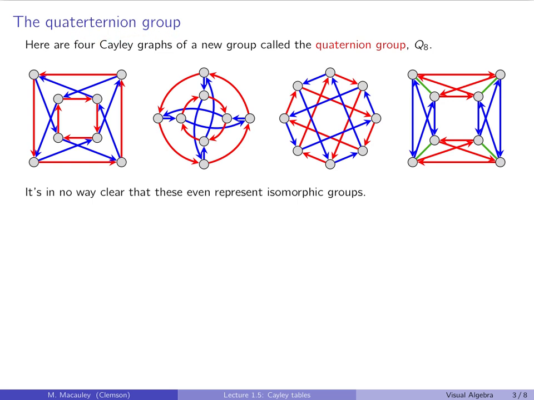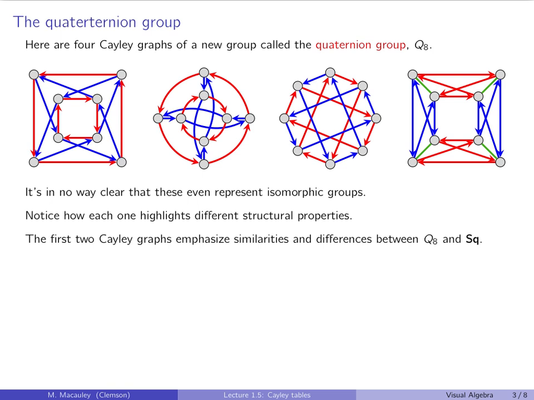This is a very standard group. It's in pretty much every algebra course and textbook, introductory that is, unlike some of the examples that we will see in this lecture series. And here are 4 Cayley graphs of it. First, it's in no way clear that these even represent isomorphic groups. They all have certain similarities, like they all have red 4 cycles and blue 4 cycles. So it's not like the triangle symmetry group where we had that one example where we got a hexagon with two generators and another one that looked nothing like that.